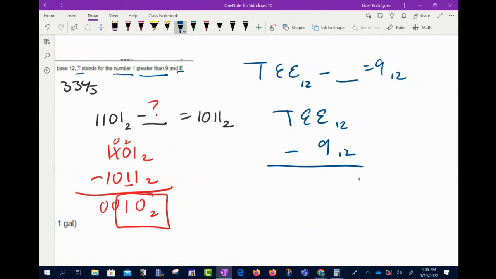So again, think about this. This is really like the number 11. What's 11 minus 9? Anyone know? 2 base 12. And that's still going to be an E because I have nothing here, and that's still going to be a T because I got nothing there. So my answer here, y'all, is going to be TE2 base 12.